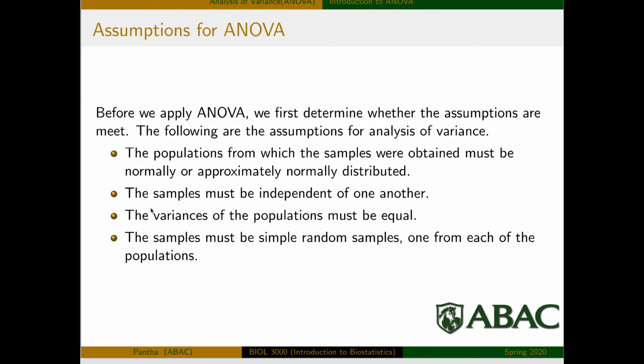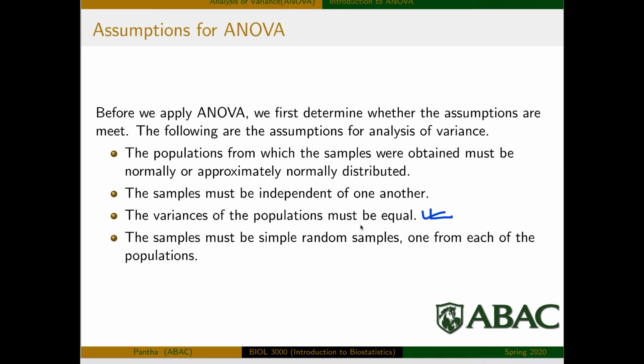The next assumption is that the samples must be independent of one another, meaning it is not like a paired sample, the same subjects taken at different times. They should all be independent of one another. The variances of the populations must be equal. This is important: if the variances of the populations are not equal or very much unequal, then we use a different method.